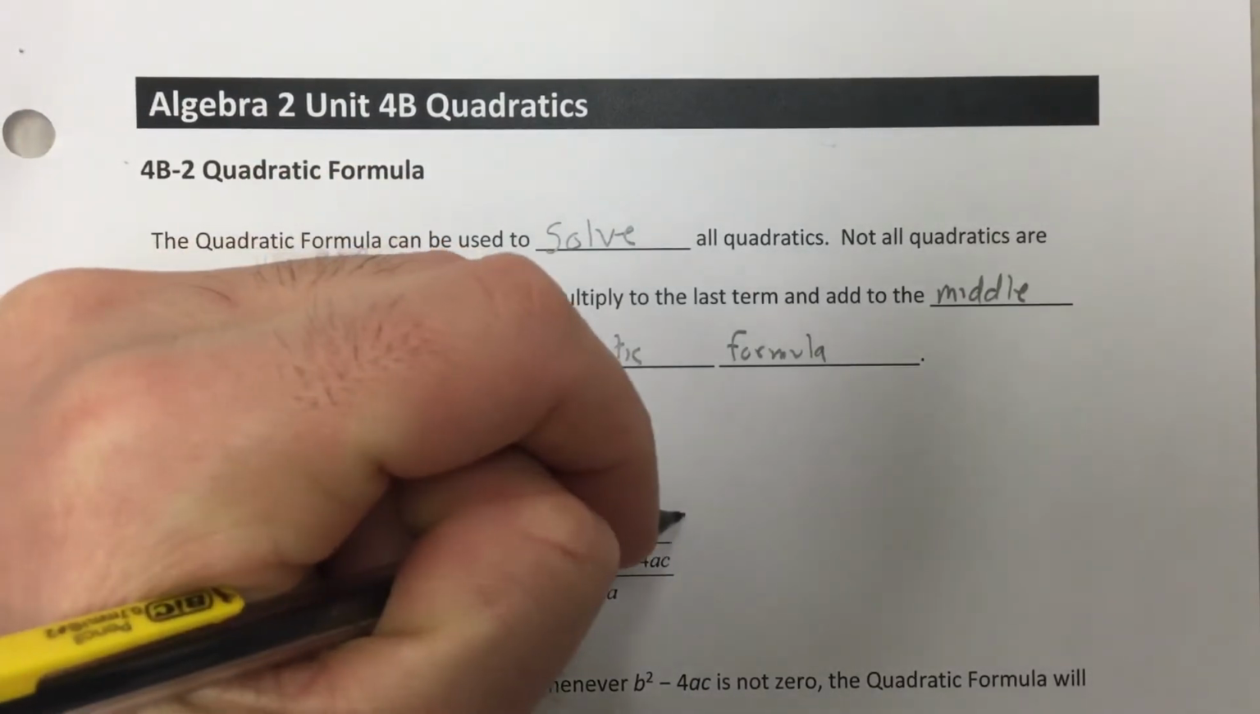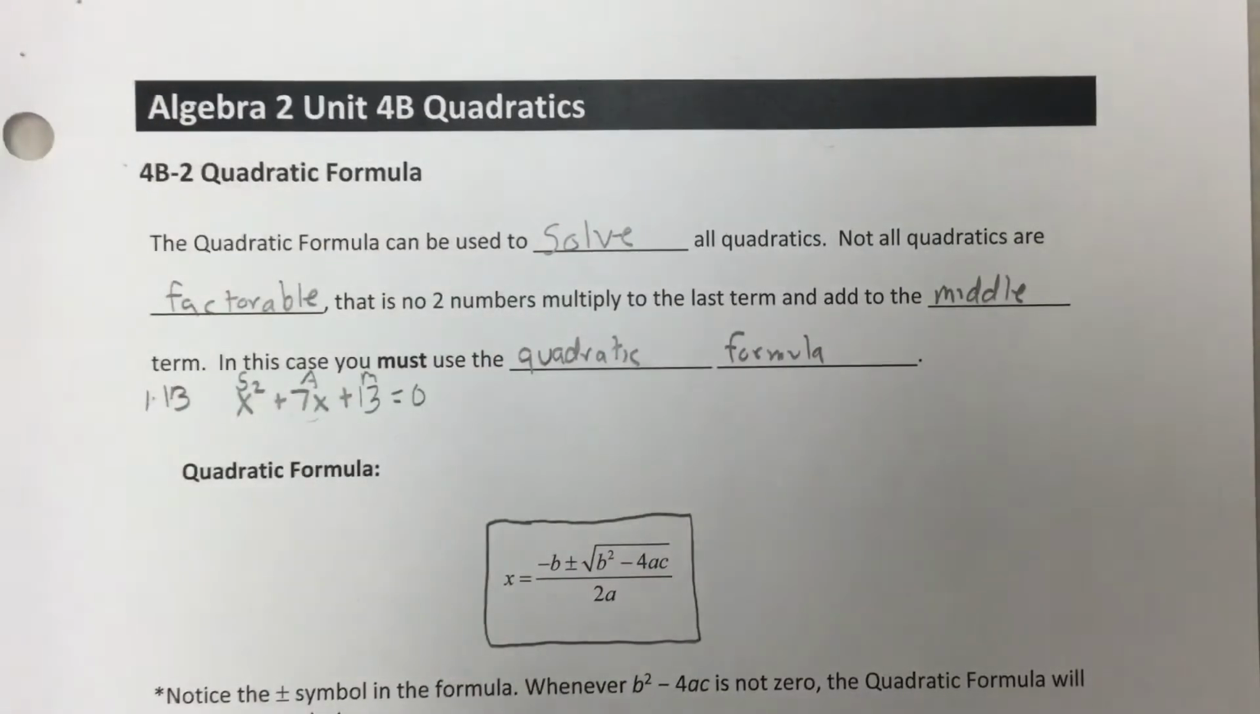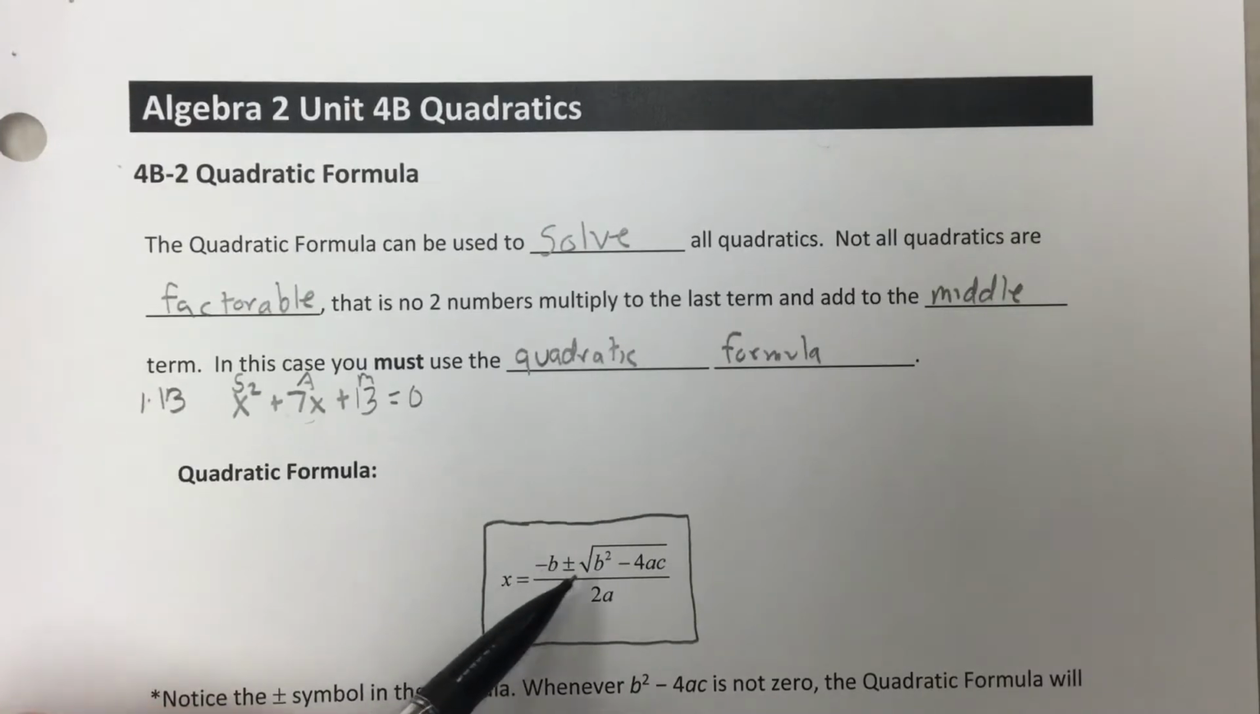Now this is the quadratic formula. I will show you a video in class, but I'll sing it for you. X is equal to negative b plus or minus the square root of b squared minus 4ac all over 2a.